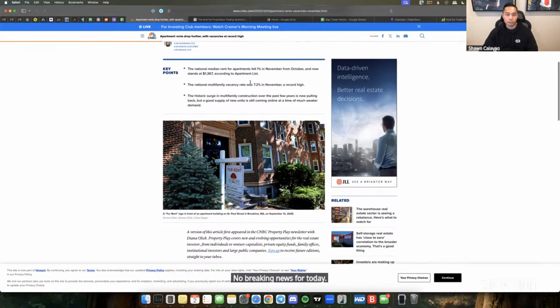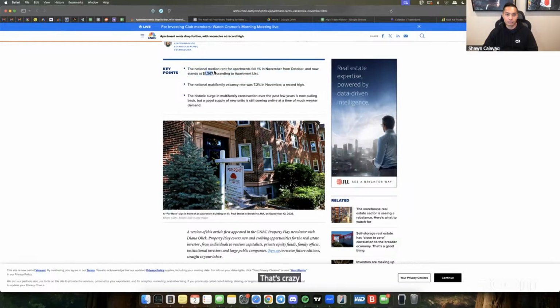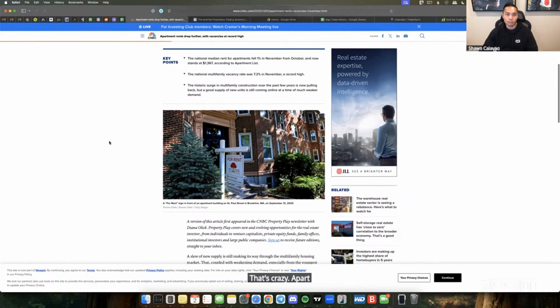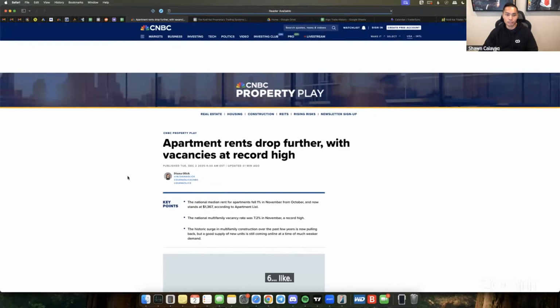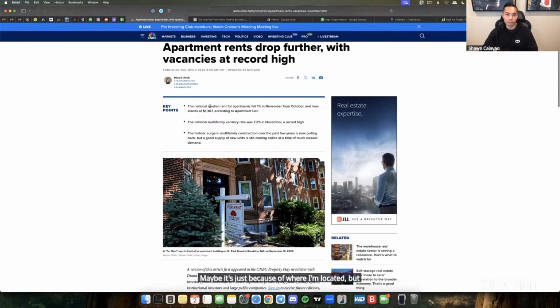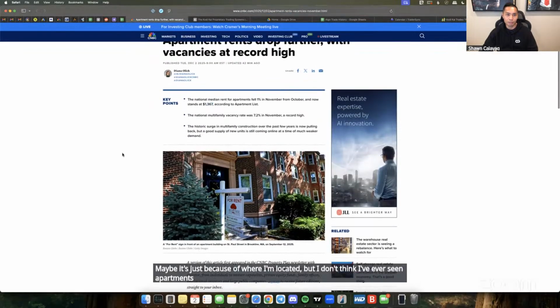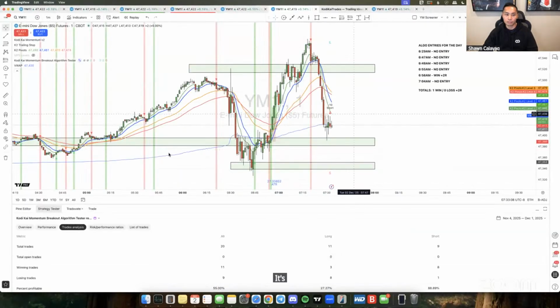National median rent for apartments fell 1%, now stands at $1,367. Damn, where can you get an apartment for $1,000? That's crazy. Apartments where I live here in Orange County, they're on average like $6,000. They're super expensive. Maybe it's just because of where I'm located, but I don't think I've ever seen apartments that cheap. Probably in the Midwest or some area that is kind of away from things.